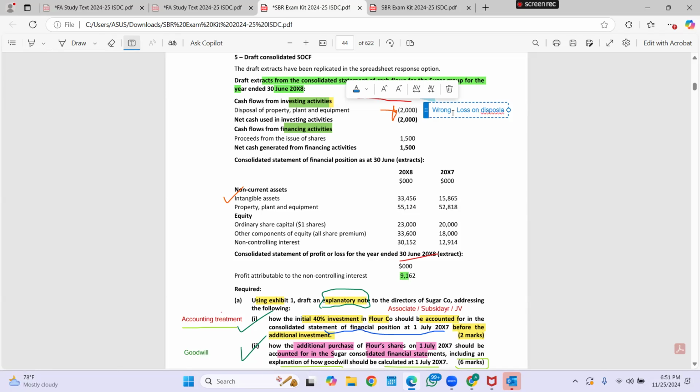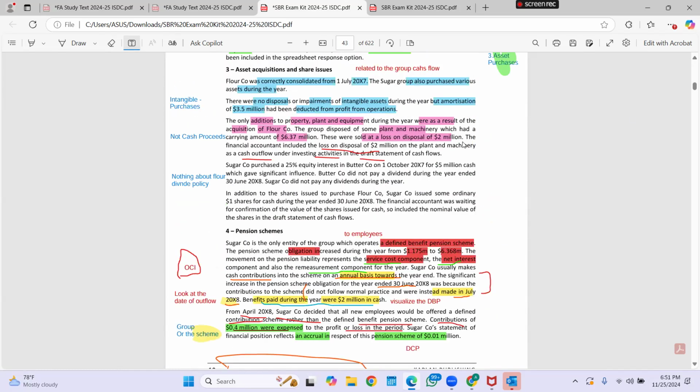Cash flows are always supposed to be something related to cash, not your P&L items. So this is wrong. This 2 million is totally wrong, which he has included. What should have been the cash proceeds? I'm asking you all.